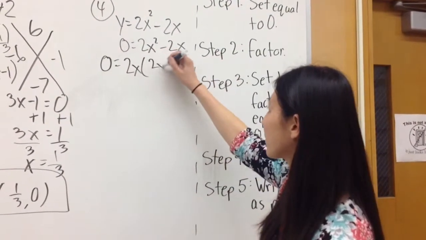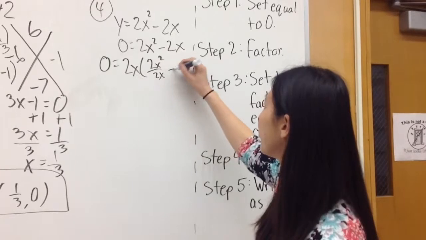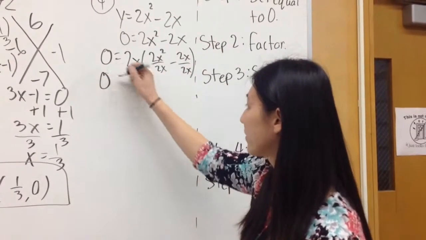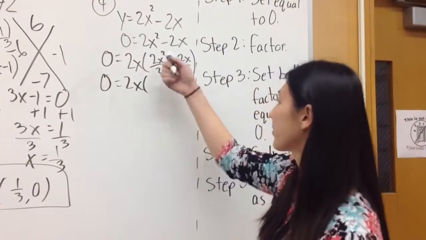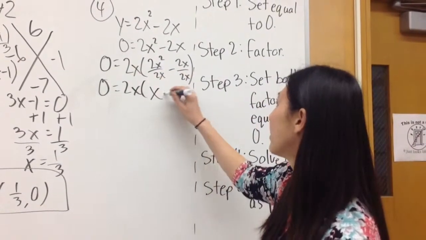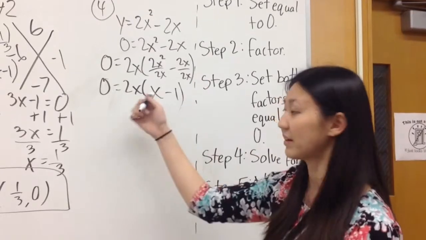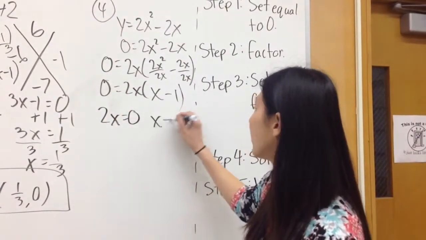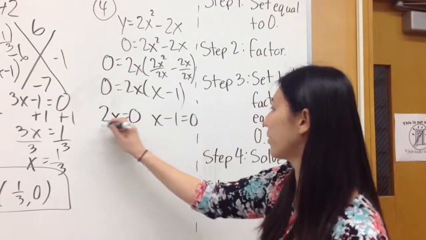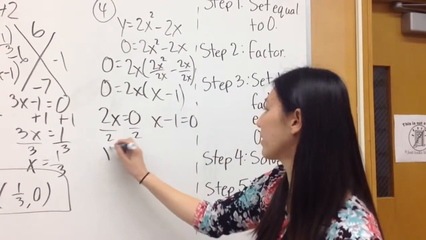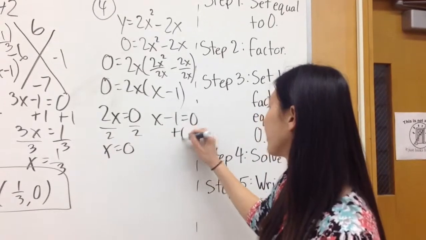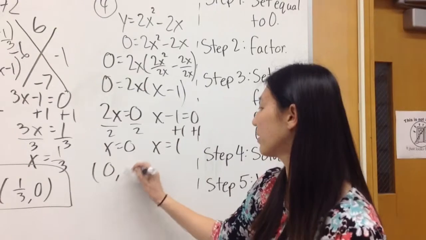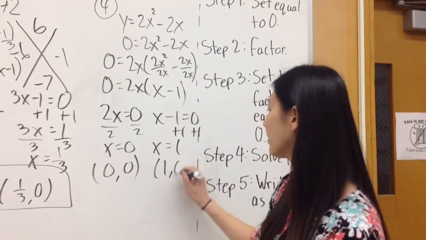So we have this 2x squared over 2x minus 2x over 2x. So I have 0 is equal to 2x, and I'm just reducing these, right? I get x minus 1. I set each one of them equal to 0, just like we did before. And I solve. Divide by 2 on both sides here, so I get x is equal to 0. Add 1 to both sides here, so I get x is equal to 1. So I have (0, 0) here, and I have (1, 0) here.